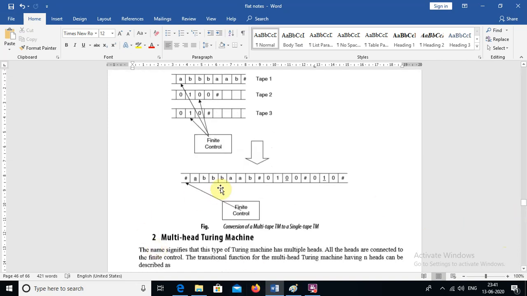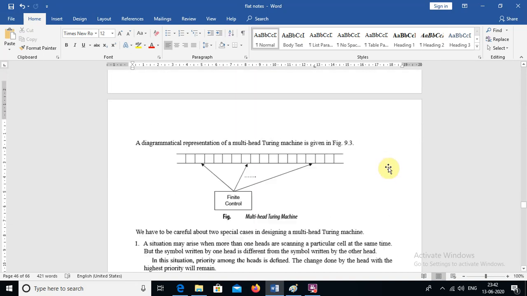In the first tape the read-write head is pointing to A. In the second tape it is pointing to the 0, and in the third tape it is pointing to the 1. So like that, from a multi-tape Turing machine we can transfer into a single-tape Turing machine. That means defining different tape data in a single tape. Okay, so next one is the multi-head Turing machine.